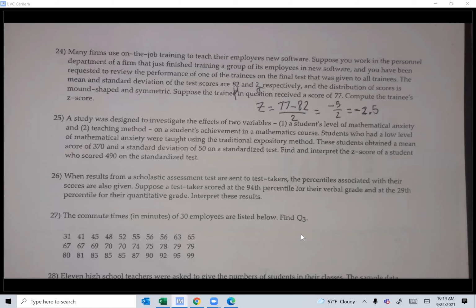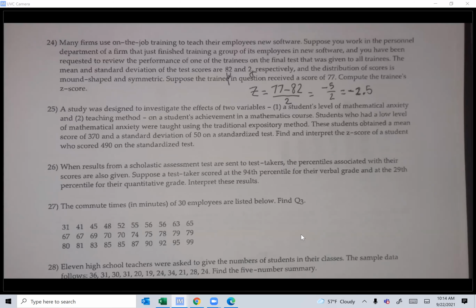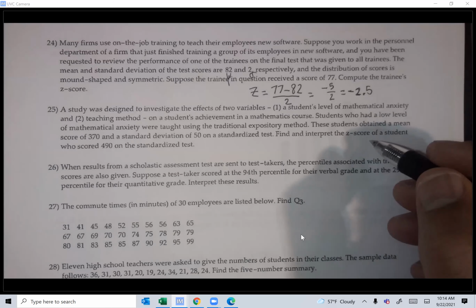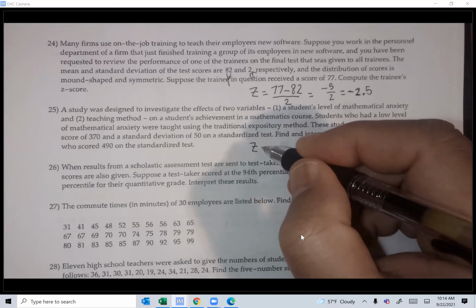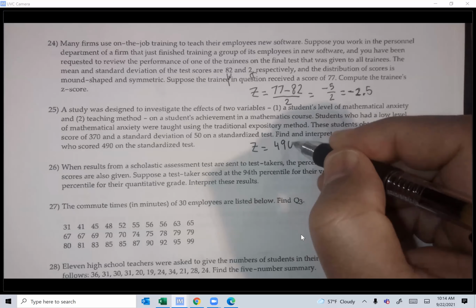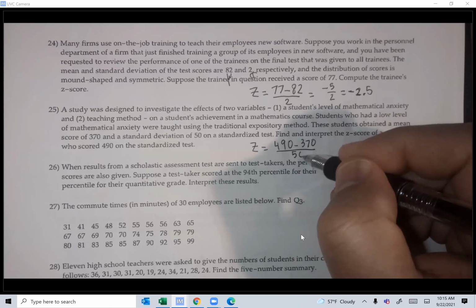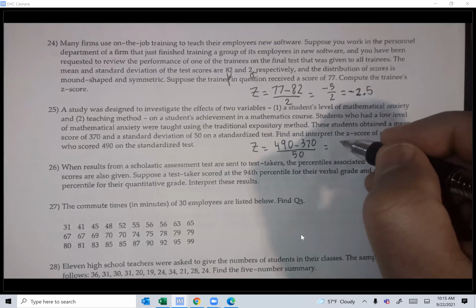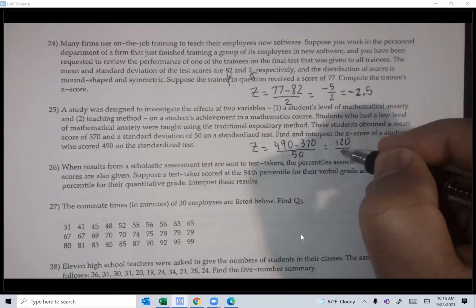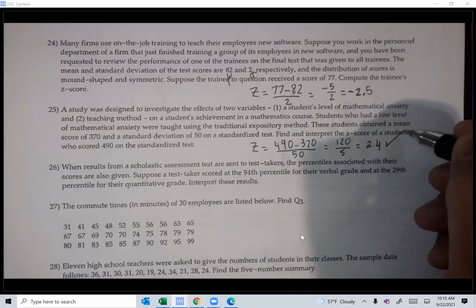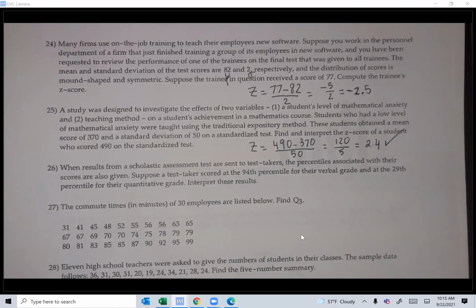Again, this is about z-scores, guys. So the z-score of a student who scored 490. So the z-score, guys, is the value 490 minus the mean 370, divided by 50. So that will be 120 divided by 50, which is 2.4. That's a good z-score. Any questions about the z-score?